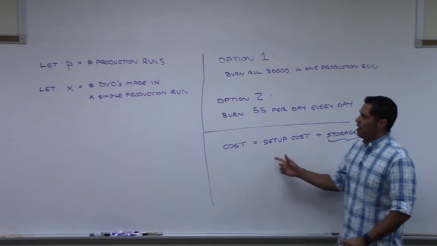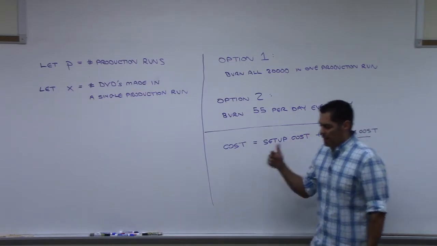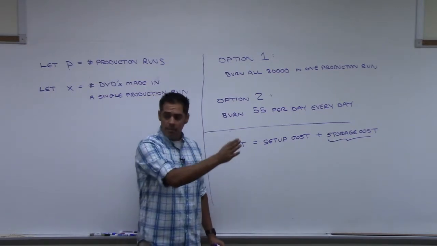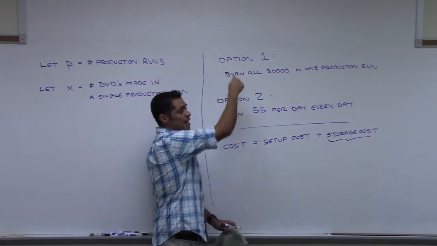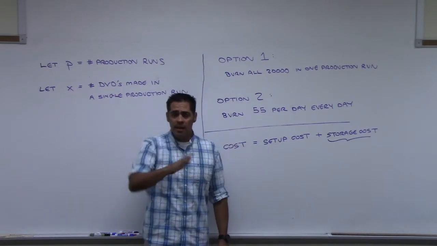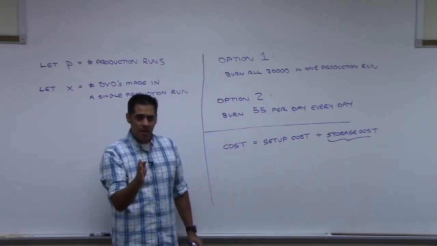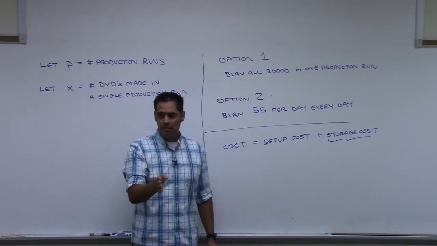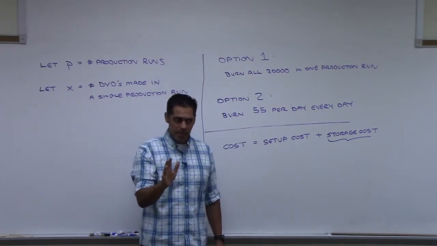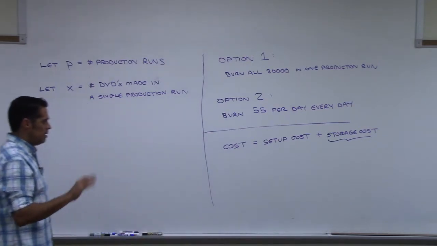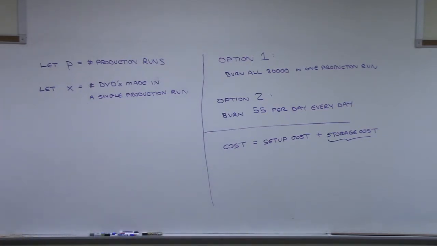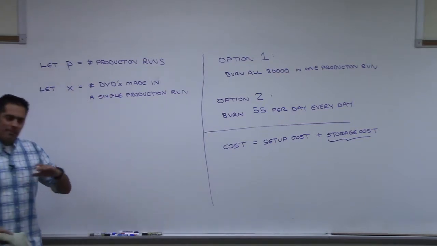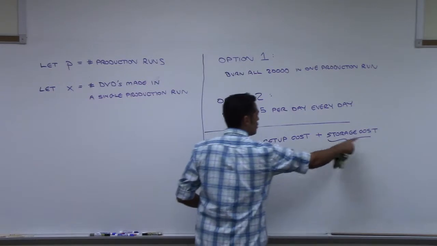Okay, but see, here's the thing. I need to figure out how many production runs I'm going to have. Am I going to have one, or 365, or something in between? And when I do a production run, I need to know how many DVDs I'm going to make during that run, right? You're kind of on that with me? Kind of? Okay, I'm showing you this problem because it's somewhat complicated. I'm going to try and make this storage cost make sense to you.